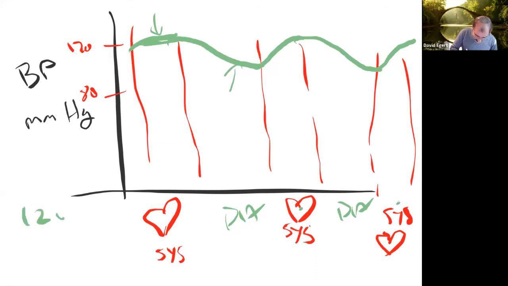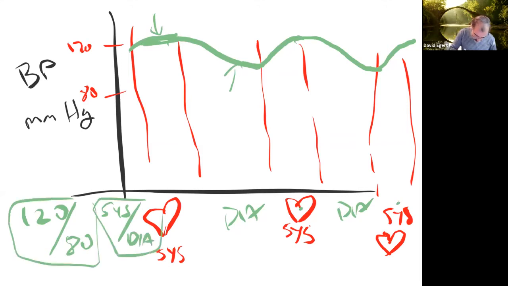Usually you write it as the systolic pressure over the diastolic pressure. So you usually have two numbers when you denote a blood pressure. There's a few mathematical combinations that we use a lot. One is this difference between the systolic and diastolic. This is called the pulse pressure.